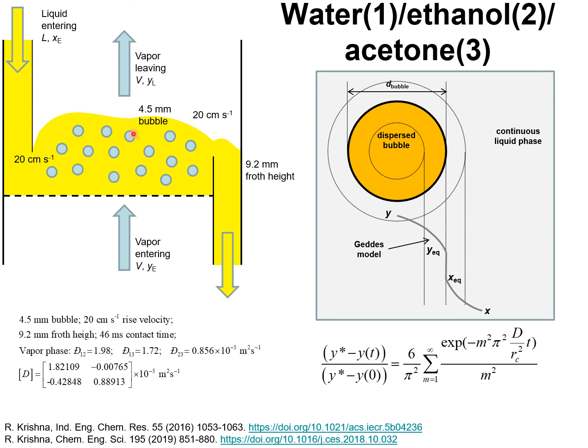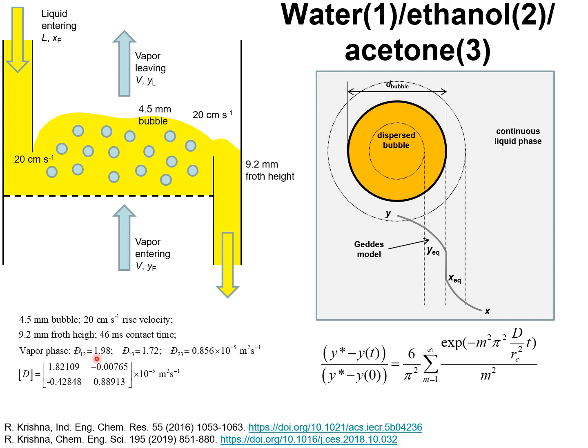The diffusivities in the vapor can be estimated from the Fuller-Schettler-Giddings equation, and for the system water, ethanol, acetone, components 1, 2, and 3, the values are D12 is 1.98, D13 is 1.72, and D23 is 0.856, all times 10 to the minus 5 square meters per second. We note that the ethanol-acetone diffusivity, D23, is about a factor 2 lower than the D12 and D13 diffusivities, because water is the smallest molecule and ethanol and acetone are significantly larger than water.